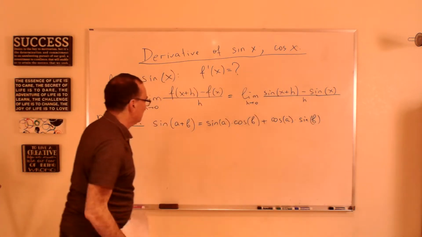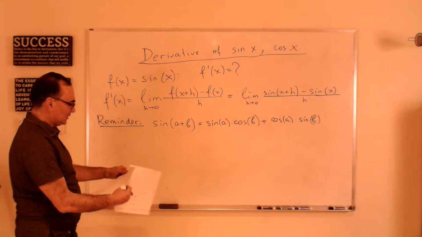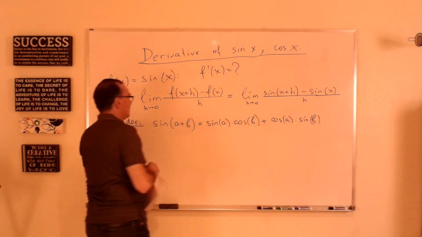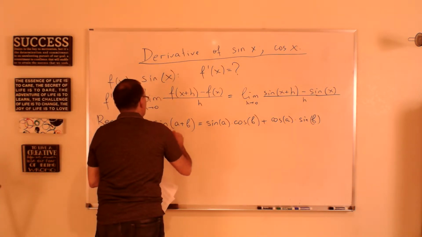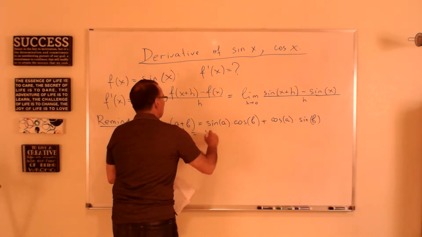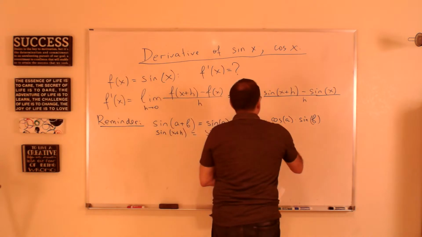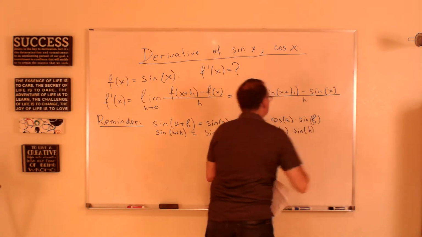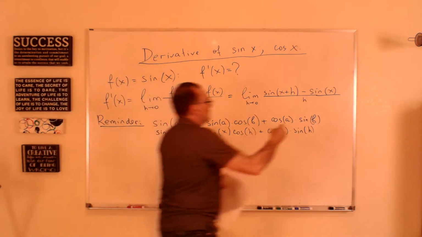This is the well-known formula from trigonometry, and I will use it here. Of course, in this context, a is x and b is h, and so sine of x plus h would be sine of x times cosine of h plus cosine of x times sine of h. So now I will continue from here.